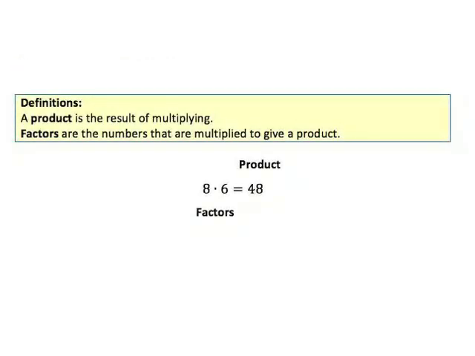Let's take a look at some definitions. A product is the result of multiplying. Factors are the numbers that are multiplied to give the product. So in my multiplication, 8 times 6 equals 48. The product is the result of the multiplying. So 48 is the product. The factors are the numbers that are multiplied to give the product. 8 and 6 are the factors.